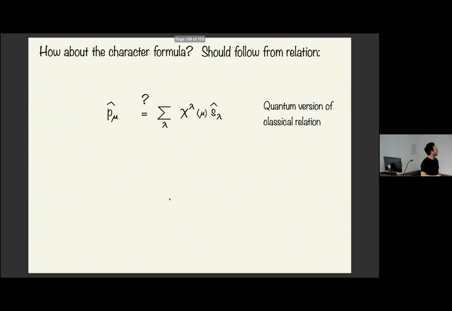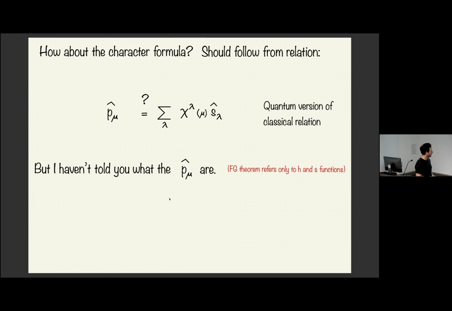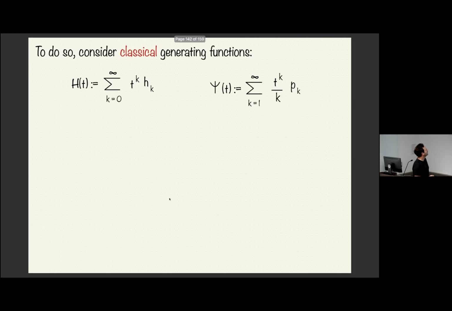Okay, how about the character formula? The intuition is that it should similarly follow by a relation like this between the P's and the S's, which is a change of basis between the power sum and the Schur functions. Now, Fomin and Green don't tell you what these P's are. They only talk about H's and S's. Okay, but there's a way to find what these P's are, and the argument is basically the following.